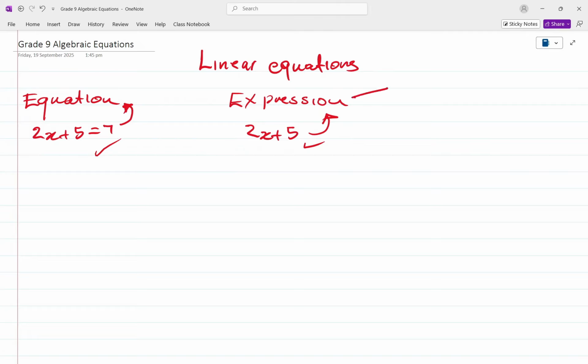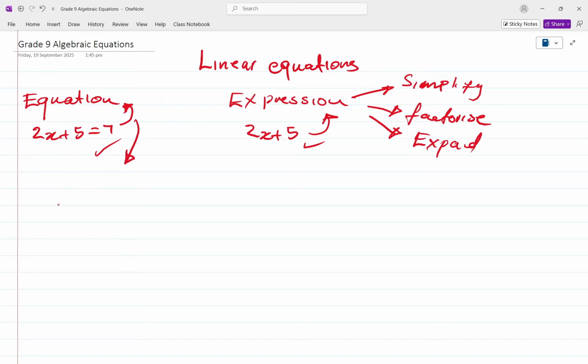Most of the time with expressions, you are asked to simplify or factorize. Sometimes they may even ask you to expand. However, with equations, that's the only place where you'll be solving for that particular variable that you have. I hope you can see the difference between the two. So yeah, let's start with linear equations.